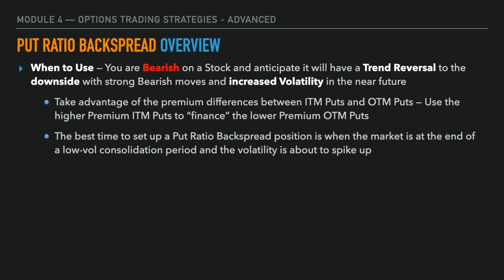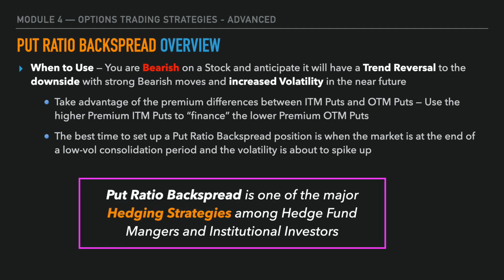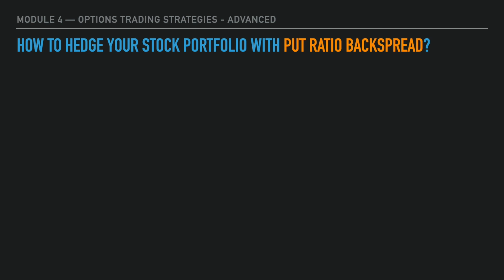However, there's one extremely important different application I would like to highlight here: the put ratio backspread is one of the major hedging strategies among hedge fund managers and institutional investors. And now let me give you a quick example to show you exactly how you can use a put ratio backspread to hedge your long-term stock positions like a hedge fund manager.